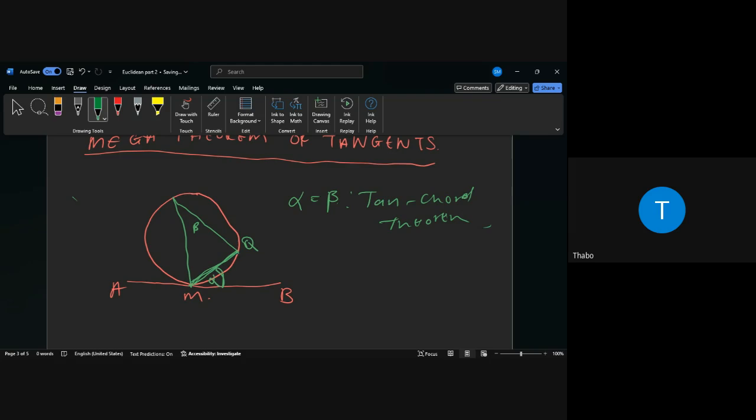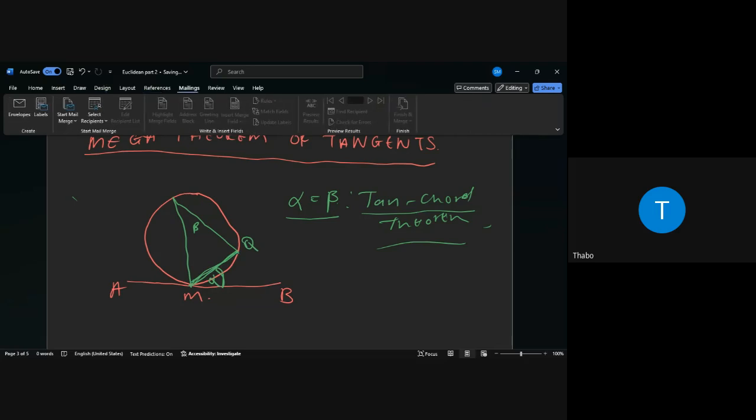The statement is, this chord makes an angle with the tangent, which is AMB. And this very same chord subtends a certain angle at the circumference of that circle. Now, the conclusion you have to prove is that indeed those angles are equal. That's the tan-chord theorem. Does everybody now get the tan-chord theorem? Yes, sir.